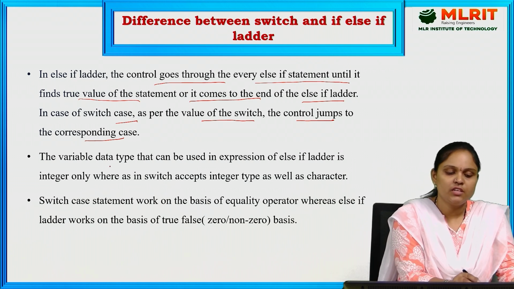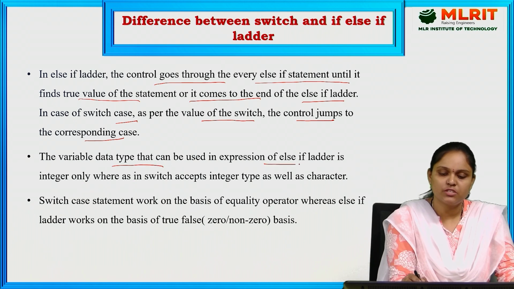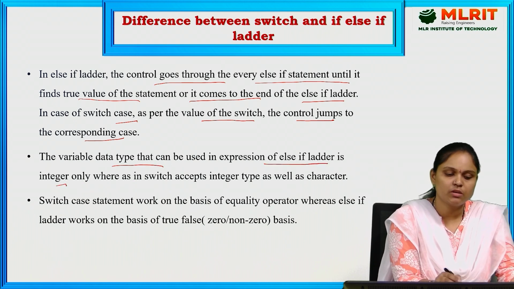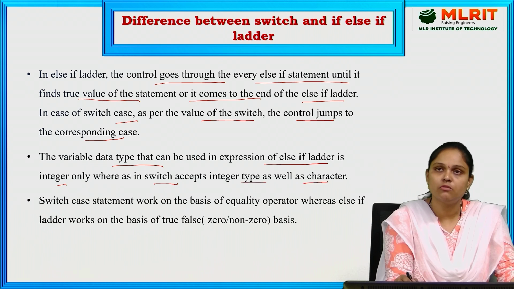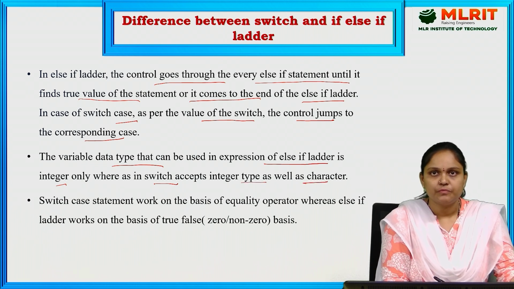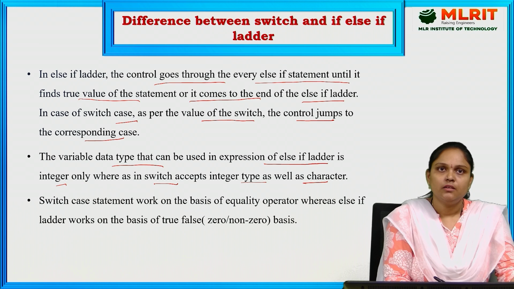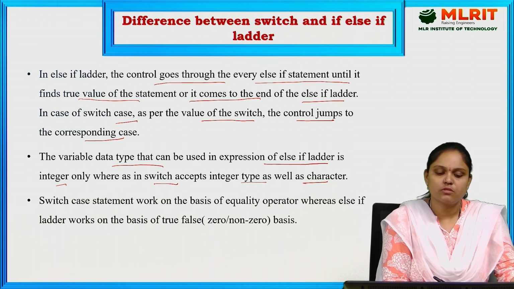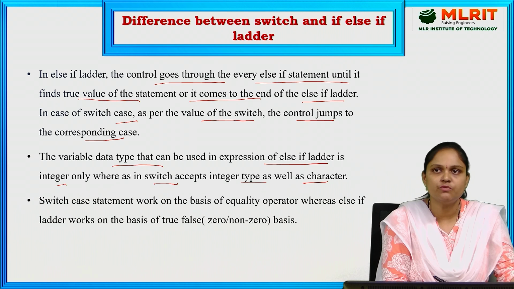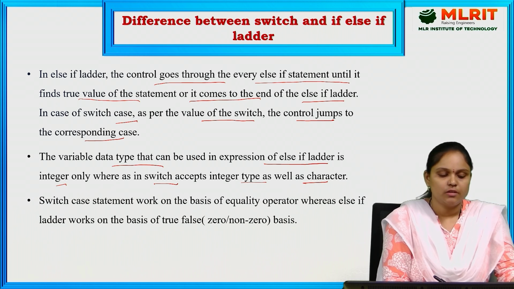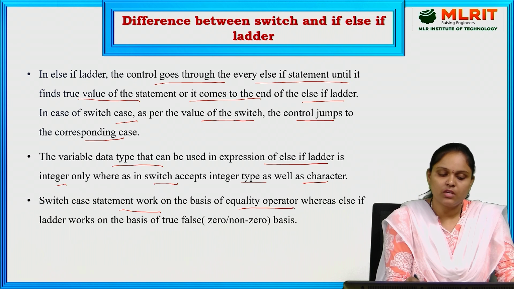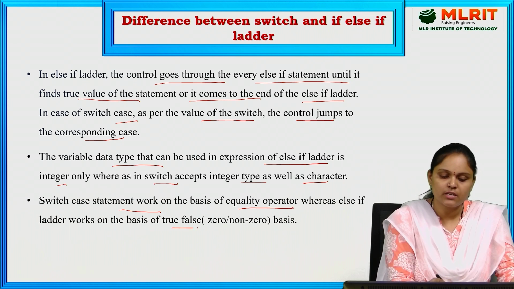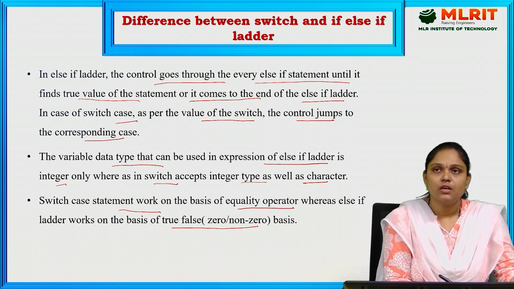Next, the variable data type that can be used in the expression of the if-else-if ladder is integer. Whereas in the switch, it accepts integer type and also character type. So in the ladder we can use only integer types, but coming to the switch, we can use integers and also characters. And the switch statement is based on the equality operator, but the else if ladder is based on true or false.